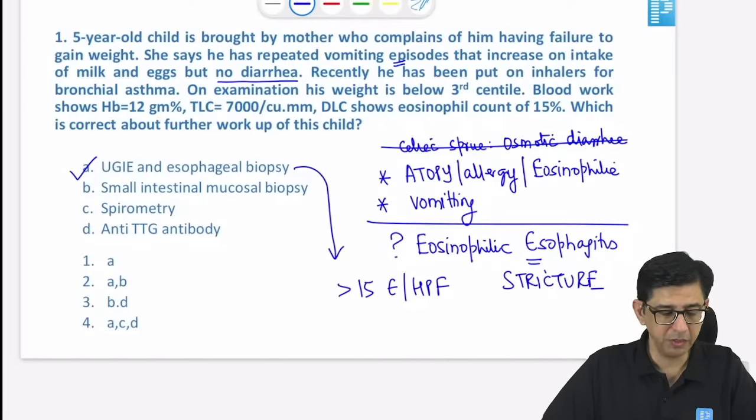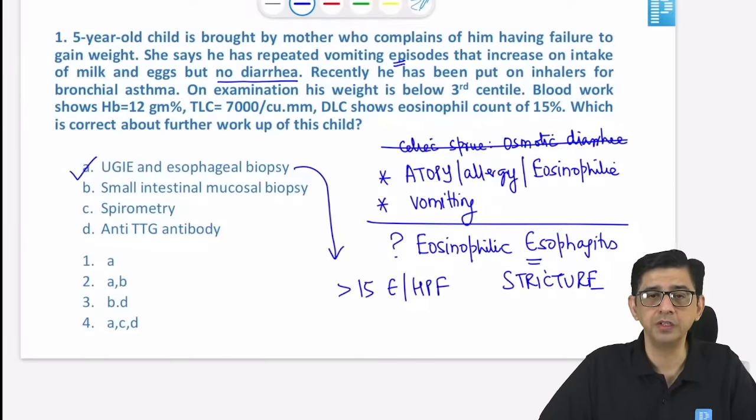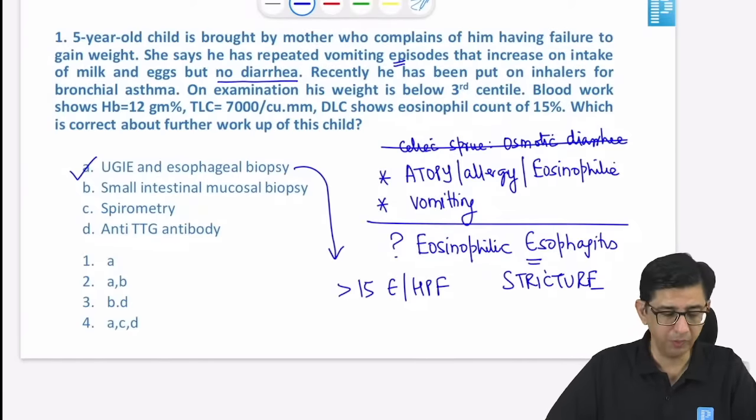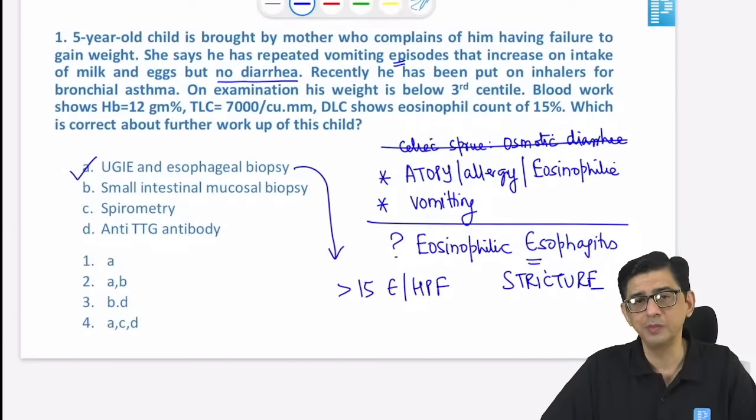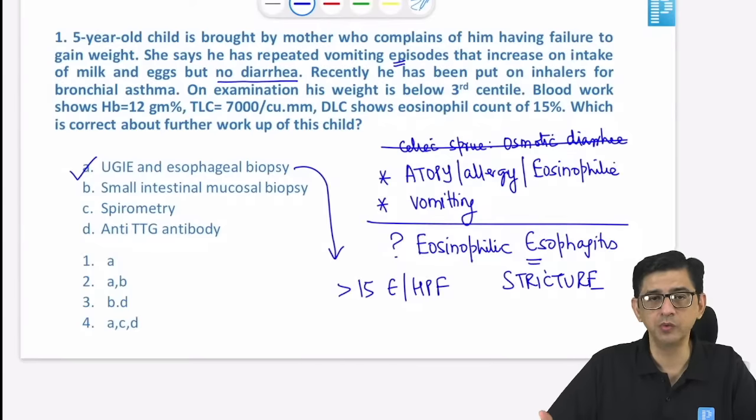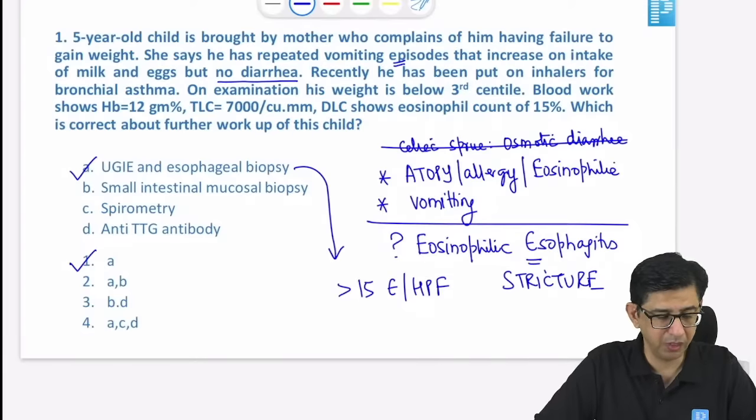And since he has mentioned the presentation of eosinophilia, the doctor has already put him on inhalers for bronchial asthma, and the eosinophil count is elevated. If I look at all these parameters, it becomes relatively much easier for us to comprehend. Option A is the only correct one, so the correct answer for this one is one, as Shirin has mentioned subsequently.